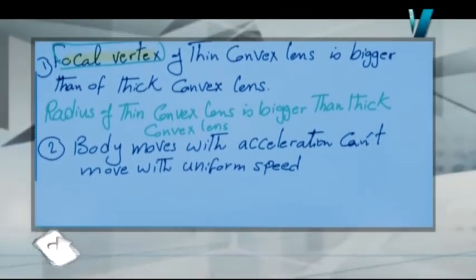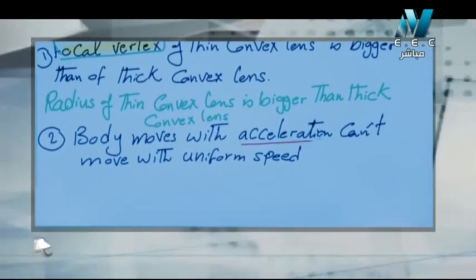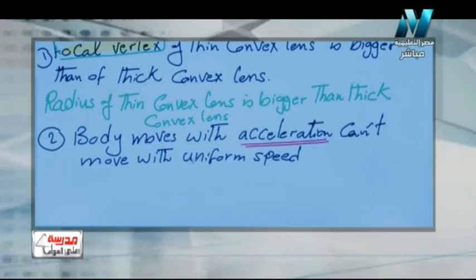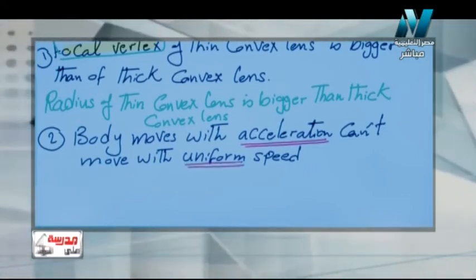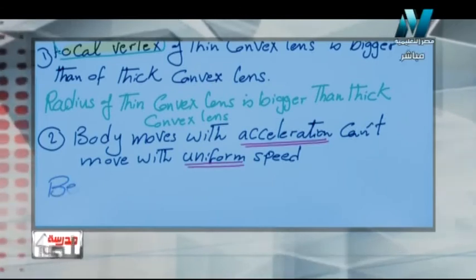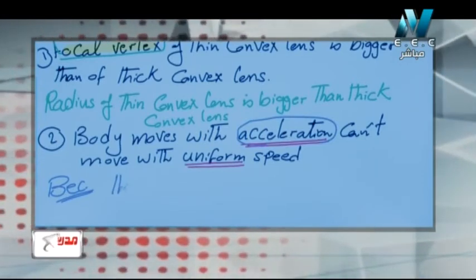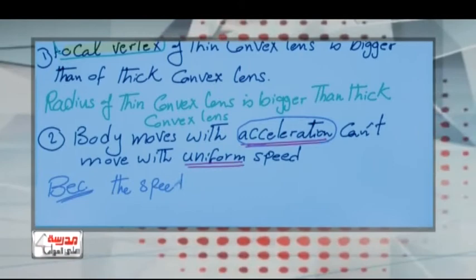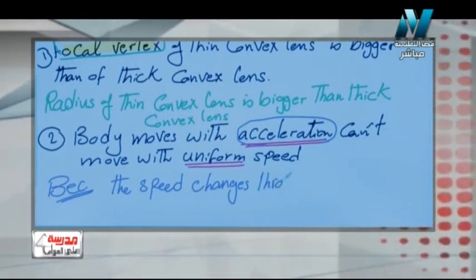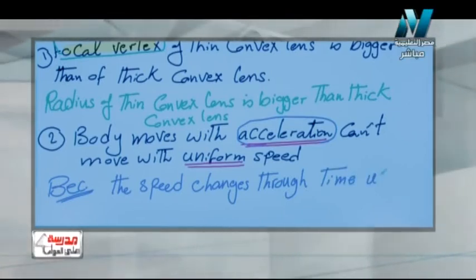Next question: a body moves with acceleration, can't move with uniform speed. Why? We know acceleration is the change of speed through time unit or in 1 second. Here we have uniform or constant speed, the speed doesn't change. So we answer: because the speed changes through time unit, or as time passes, or in 1 second.